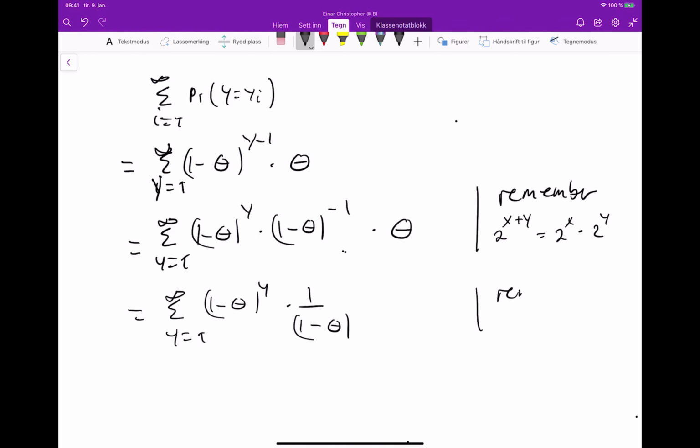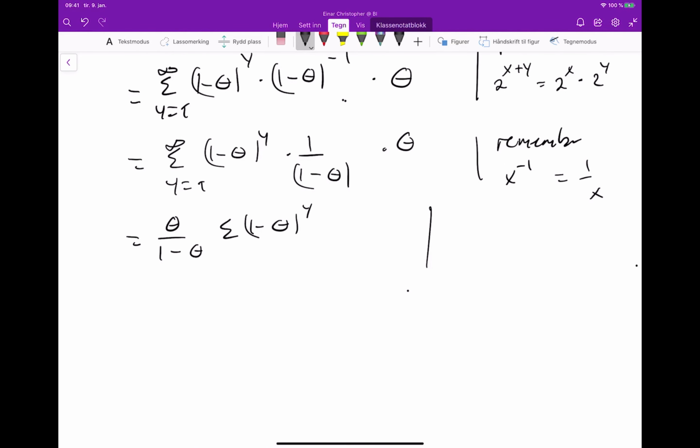Remember, x in minus 1 is the same as 1 divided by x. And these two last factors are just constants, so I put them outside the summation sign. So I get theta over 1 minus theta, sum of (1 minus theta) to the power of y.